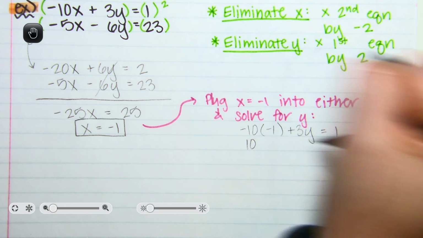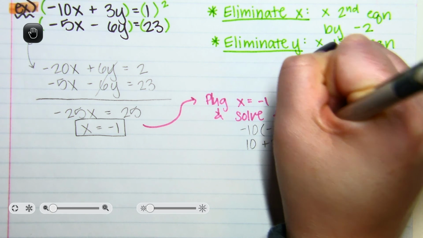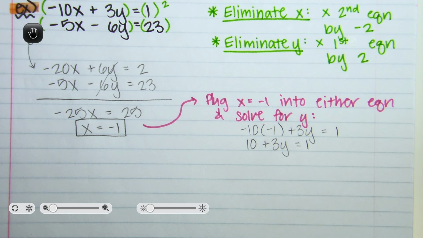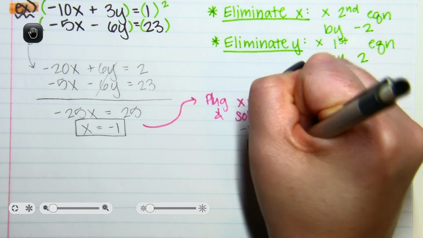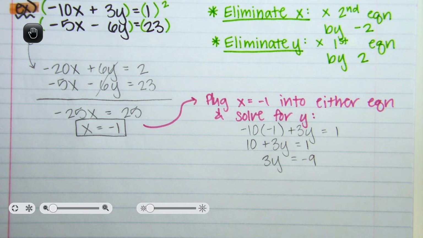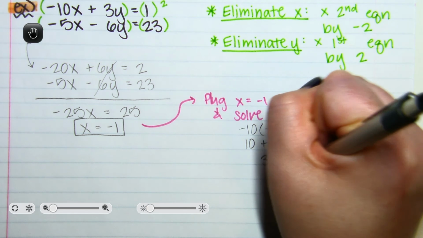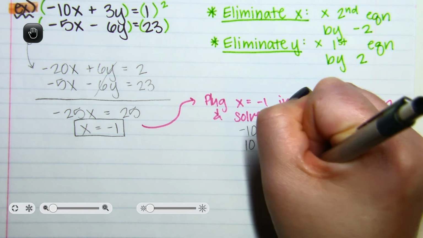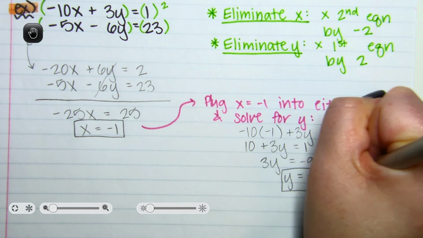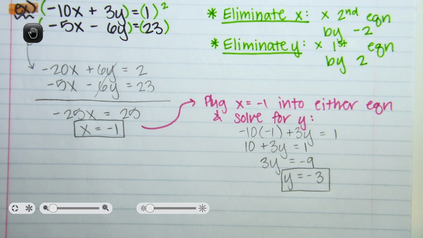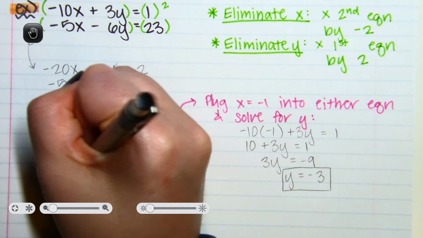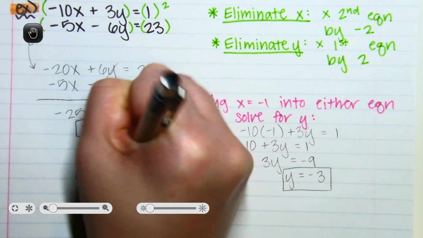So this becomes 10 plus 3y equals 1. Subtract 10 from both sides, so 3y equals negative 9. And divide both sides by 3, so y equals negative 3. Now I have my x and my y, so my final answer is negative 1, comma negative 3.